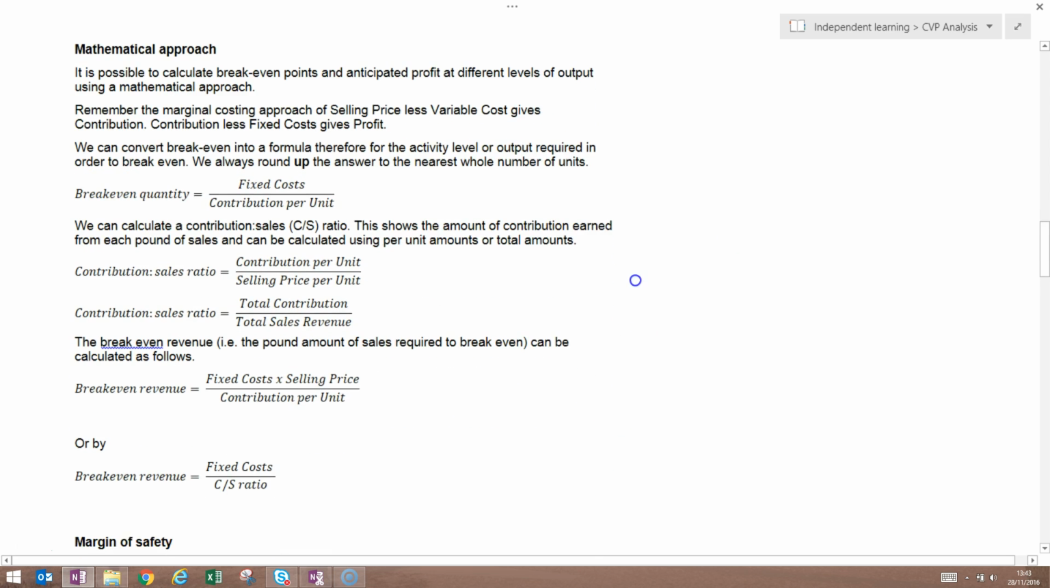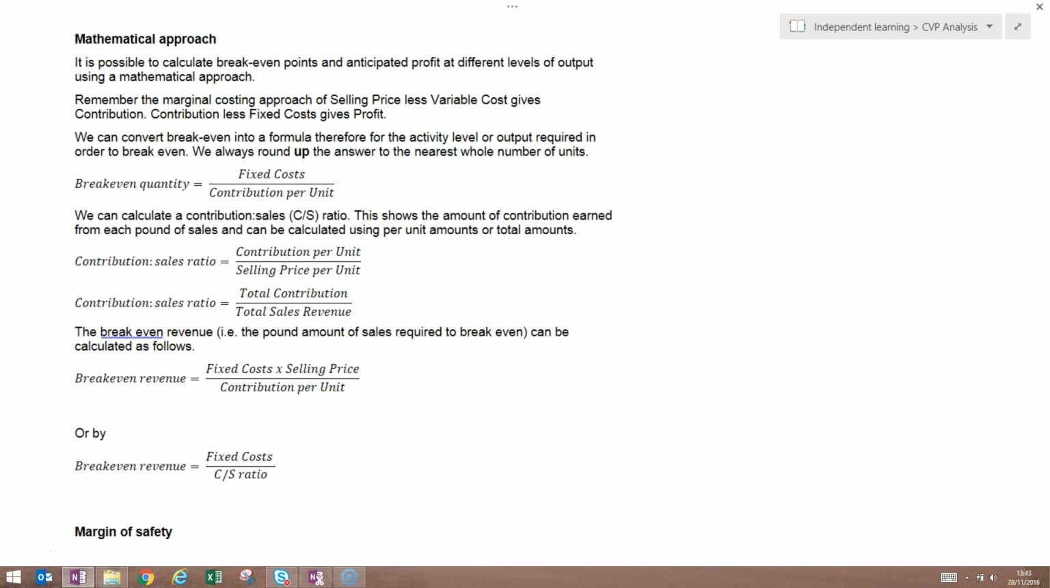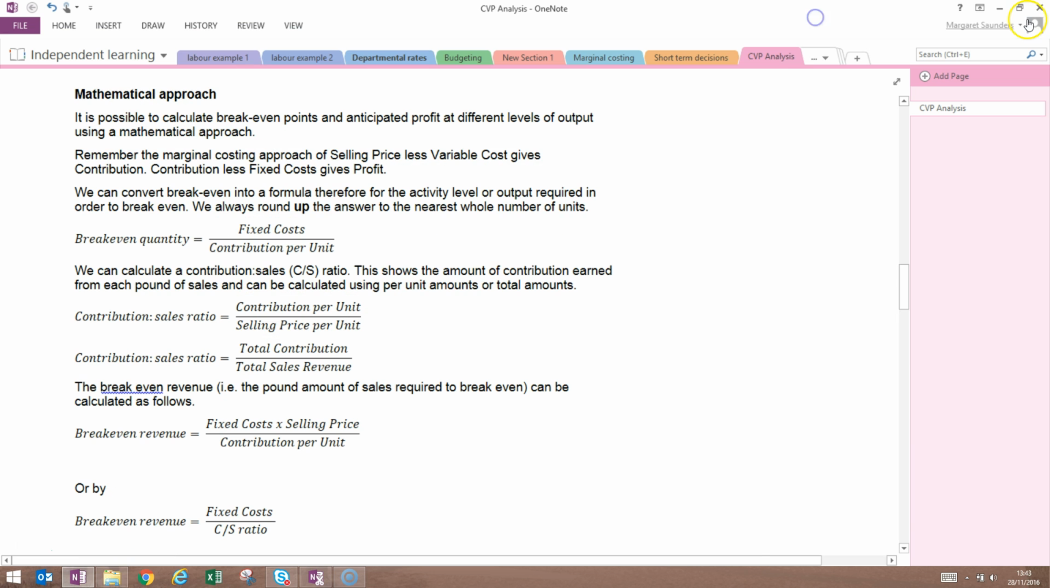Now you do need to learn these formulae. So the first one that we have is the break-even quantity, and that is equal to the fixed costs divided by the contribution per unit. So I'm just going to highlight these as we talk about them.